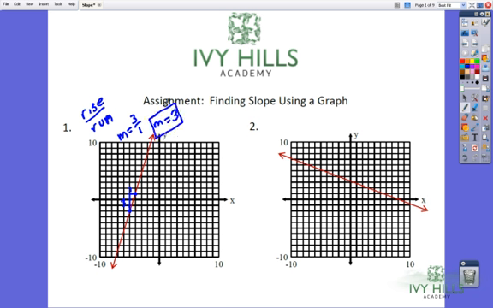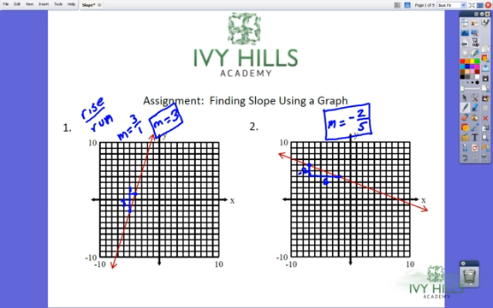For number 2, we may find a point right here that's on the graph. Continuing down the graph, here is another point. So we would go down 2 and over 1, 2, 3, 4, 5. Now, down 2 would indicate a negative. So we're going to have a slope of down 2 over 5. So the slope would be negative 2/5.